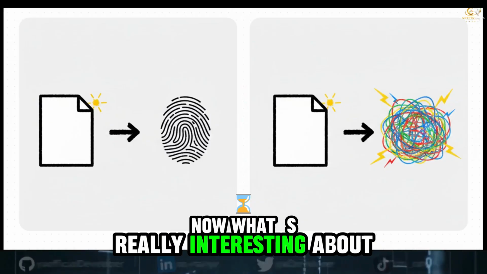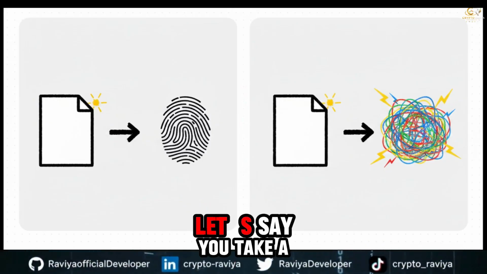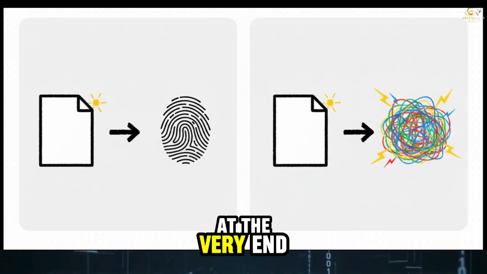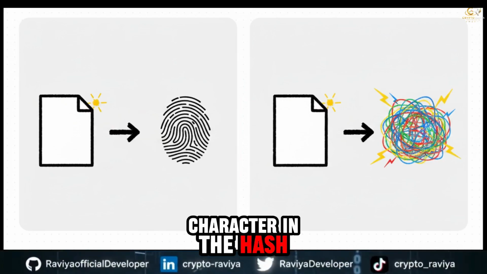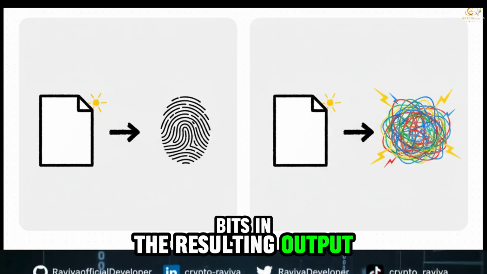Now, what's really interesting about this slide is a concept known as the avalanche effect. Let's say you take a massive document and you change just a single period at the very end. The algorithm doesn't just change one character in the hash. It alters roughly half of the 256 bits in the resulting output.